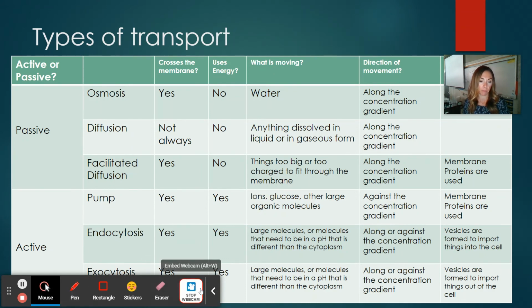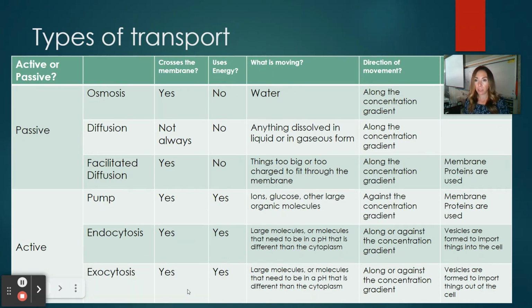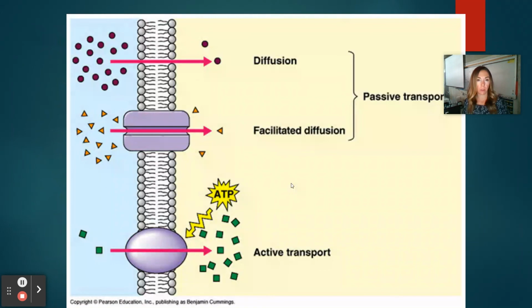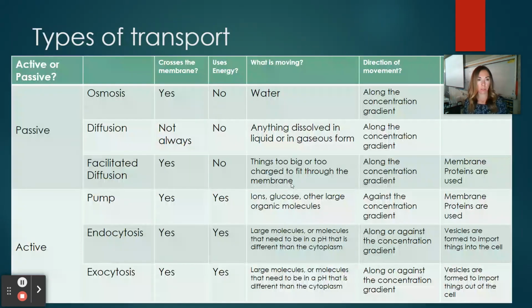Requires energy and doesn't are my big differences there. Okay, so take a second to pause this. Make sure you have everything written down. In our next lecture, we're going to talk about endo and exocytosis, and more particularly this active type of transport. And then for our lab, we're going to be looking at osmosis, particularly, and how we can measure the movement of water across the membranes.